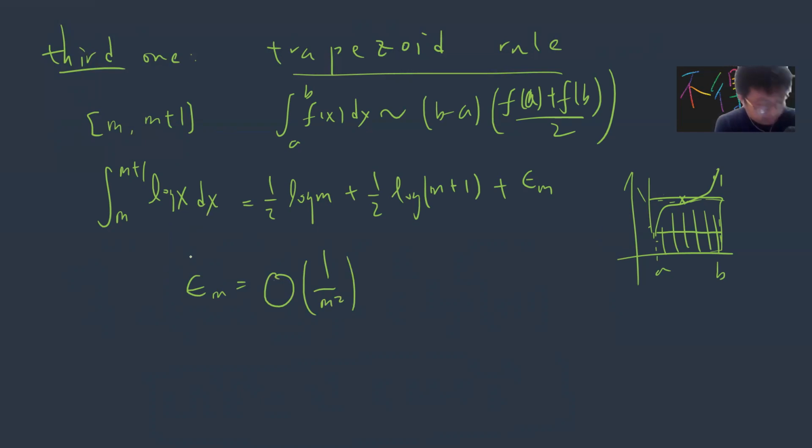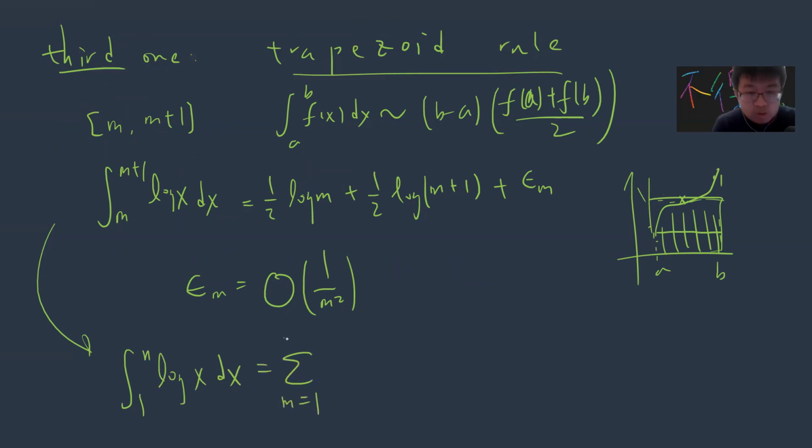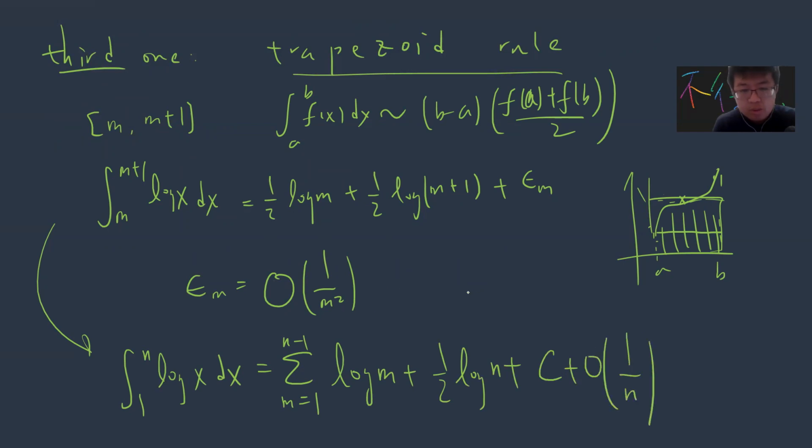Now you just take m from 1 to n and get your summation. You get the integral from 1 to n of log x dx. It's just m from 1 to n minus 1, and you combine these two terms, you get the sum of log m plus a half log n plus c plus O of 1 over n, because the summation of 1 over m squared converges. So this is all you can get.